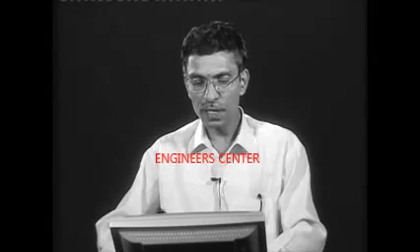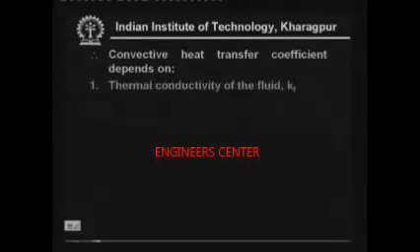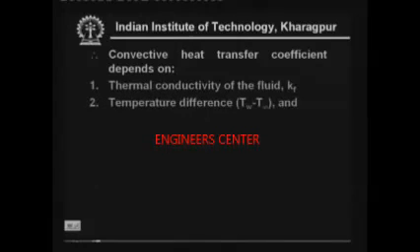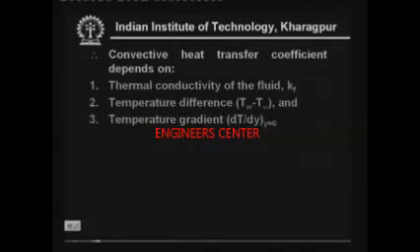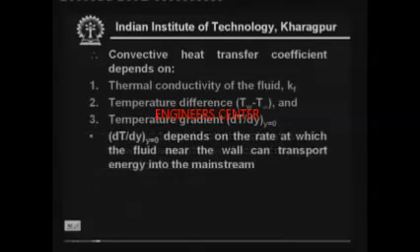Now the convective heat transfer coefficient from this equation obviously depends upon the thermal conductivity of the fluid, the temperature difference Tw minus T infinity, and the temperature gradient dT by dy at y equal to 0. That means the temperature gradient near the surface. Here y is the direction perpendicular to the surface, so keep it in mind. So dT by dy at y equal to 0 depends on the rate at which the fluid near the wall can transport energy into the mainstream. So it basically depends upon the fluid flow.